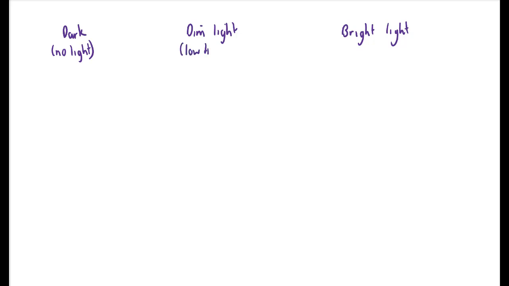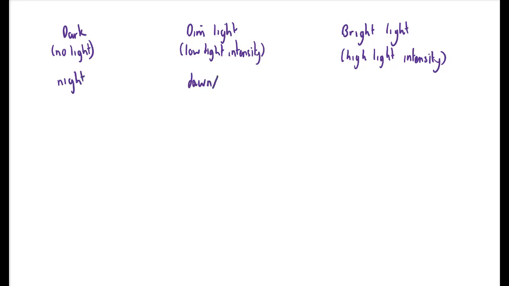Now, there's pretty much three scenarios a plant can be in. The dark, where there's no light. Dim light, or we can say a low light intensity. Or bright light, where there would be a high light intensity. These three scenarios can actually be experienced on a typical summer's day. The dark might be at night time. Dim light might be dawn, where the sun's rising, or dusk, when the sun's setting. And bright light might be just during the day.